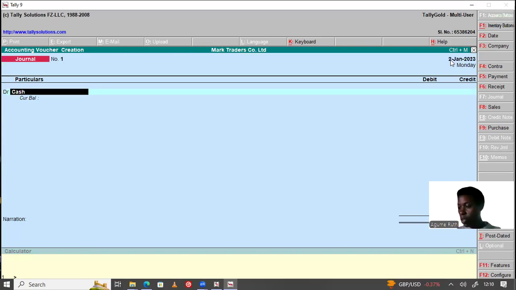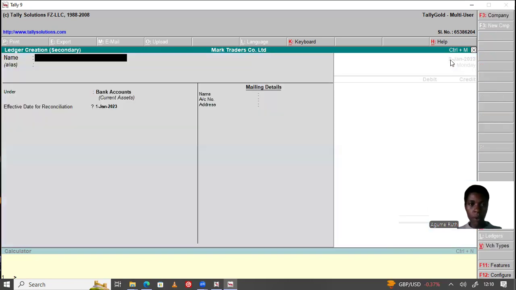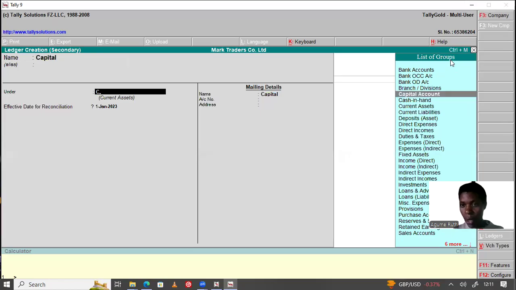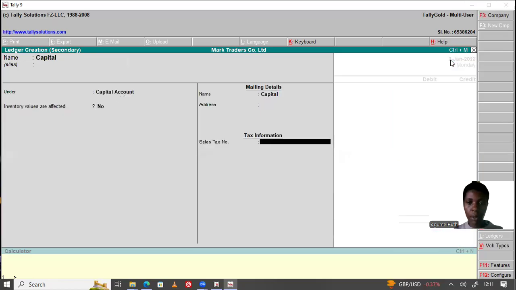And I'm going to debit. They say they deposited 40 million to the bank account. So I'm going to debit. I'm going to create the capital account, which is going to be credited. And I will put it under credit, under capital.